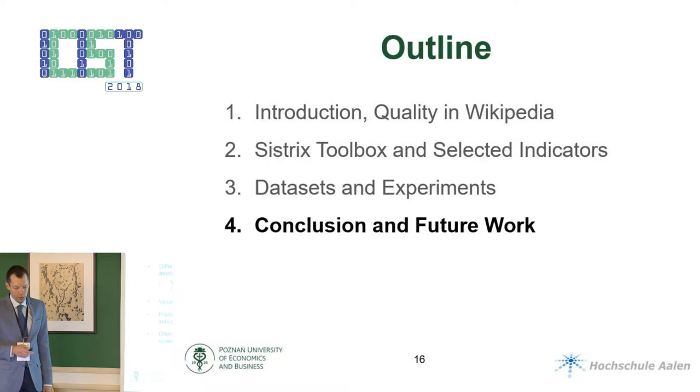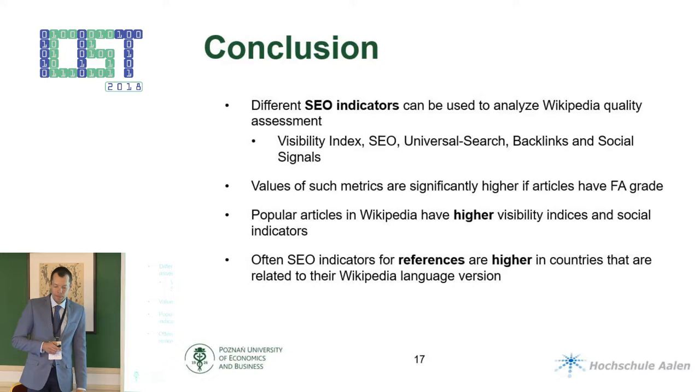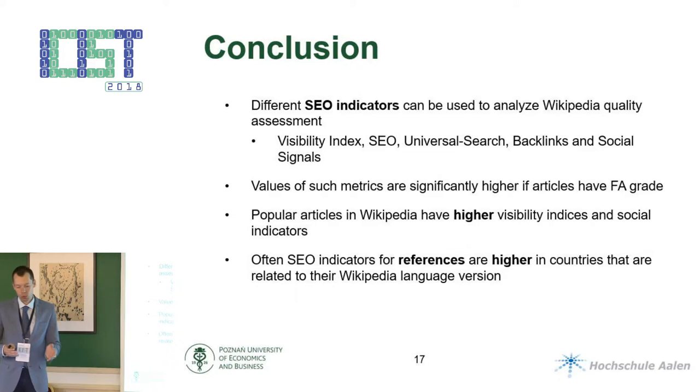So what are the conclusions? First of all, we can see that SEO indicators can somehow show differences between articles from different groups. We use such metrics as visibility index, SEO, universal search, backlinks, and social signals from various social networks.